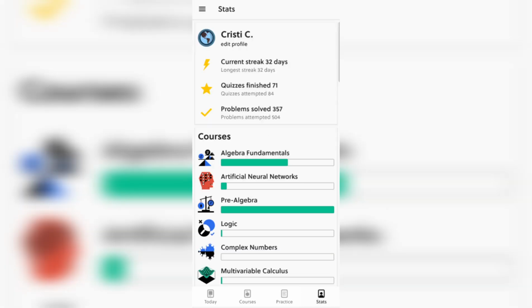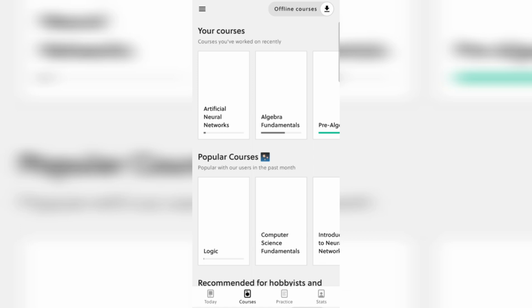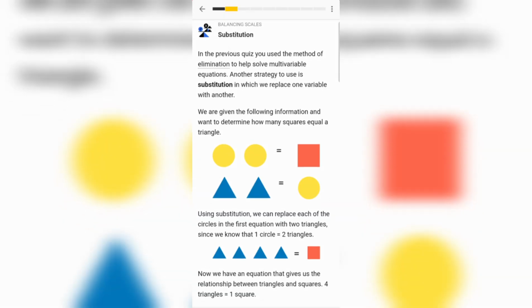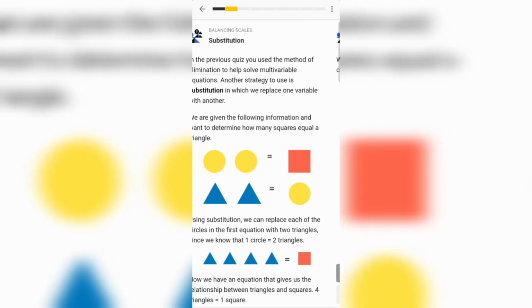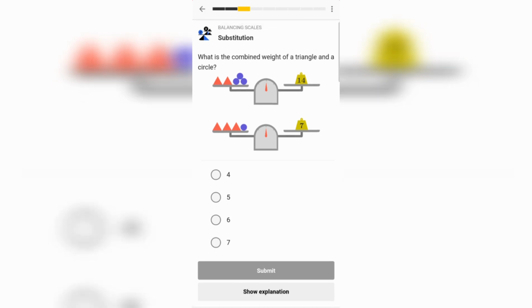Like, for example, let's look at the Algebra Fundamentals course. This is an example of a lesson. They explain a little bit of the concept, then you hit continue, and then you have a problem here. In this case, it says, what is the combined weight of a triangle and a circle? So how would you approach this?